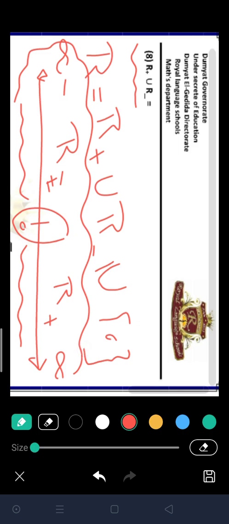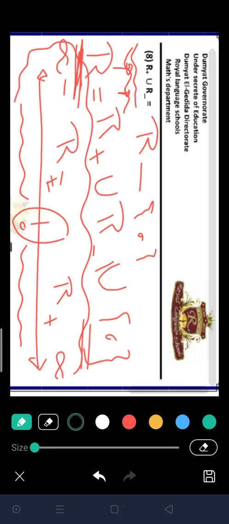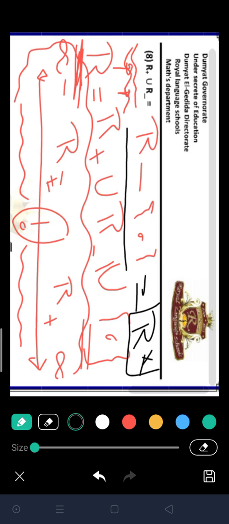Okay, so the set of positive real numbers union the set of negative real numbers equals what? Equals R difference the set of 0, and R difference the set of 0 equals what? Equals R star. So the result is R star, and R star means R minus, or difference, the set of 0.